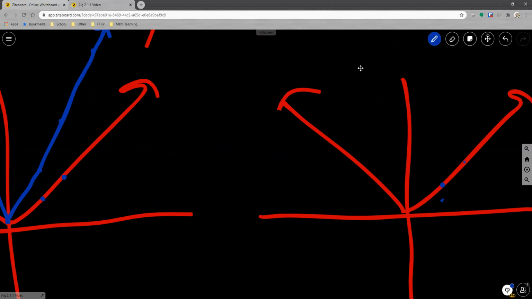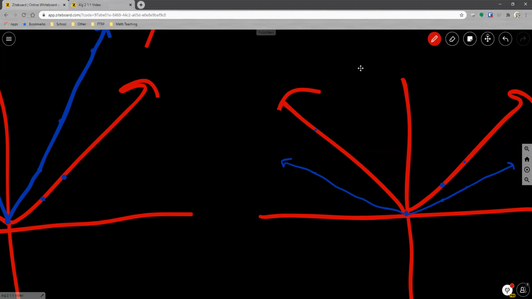This value here gets cut in half. This value up here gets cut in half. 0 cut in half still stays 0. And what that results in is a graph that doesn't grow quite as quickly vertically and looks like it's been flattened or compressed down. So it's a wider looking graph than a narrower looking graph.